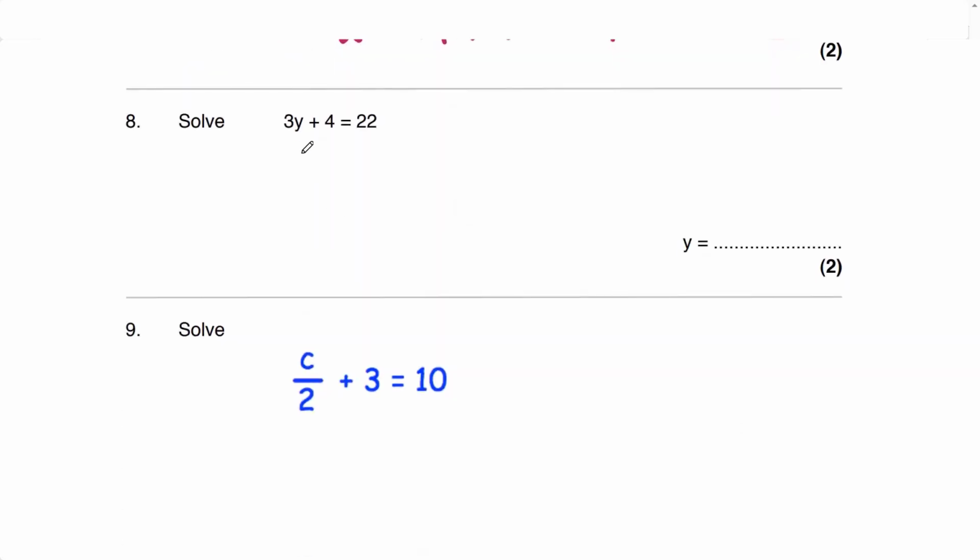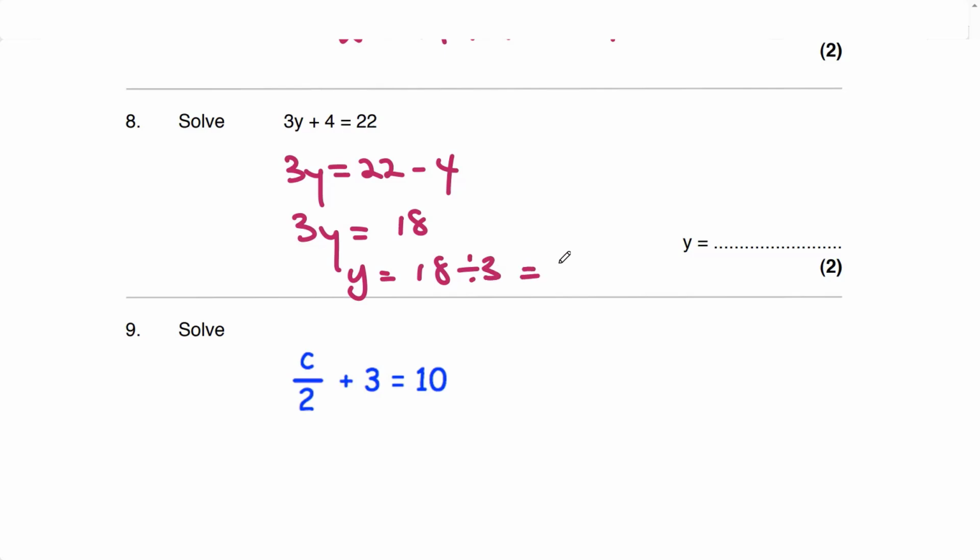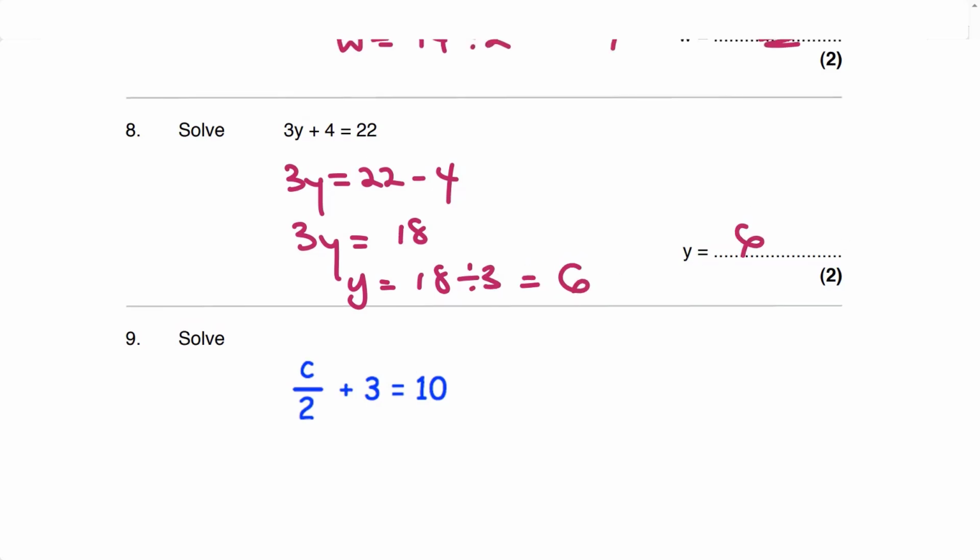For number 8, we have 3y add 4 equals 22. To get y, the first thing you need to do is to subtract 4 on both sides. And when you do this, you simplify to, I think it's going to be 18. And to get y, you divide 3 on both sides. And definitely, this is going to give you 6.